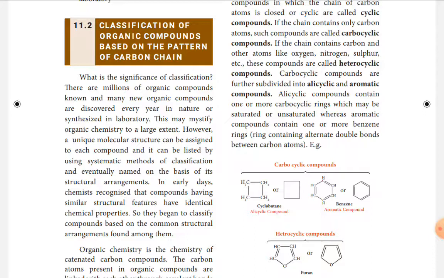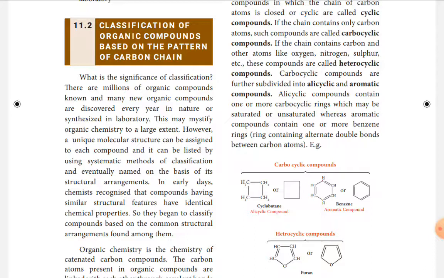So the significance of the classification is based on the structure, because the chemist is not able to synthesize and analyze organic compounds without it. Organic chemistry is very mystic to a larger extent, that means it is very difficult to understand. So the chemists used only some systematic method of classification based on their structural arrangement.